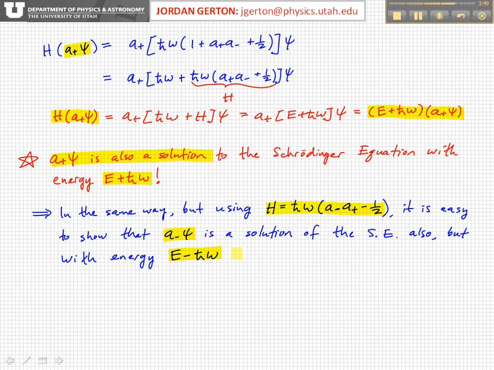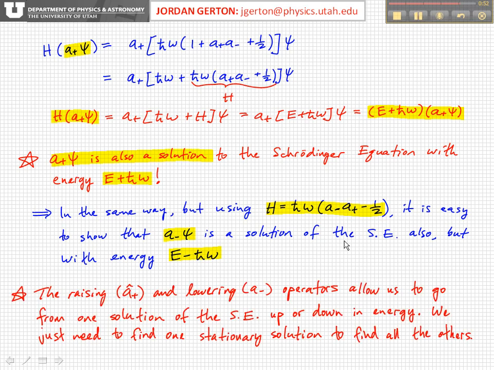Okay, and so that's why we did this solution, because it's very elegant. You just need to find one solution, and then you can find all the rest using these raising and lowering operators, all with relatively simple math and the concept of operators. Okay, so I've written what I just said. The raising and lowering operators allow us to go from one solution of the Schrodinger equation up or down in energy to the next. So that implies that we just need to find one stationary solution to find all the others.